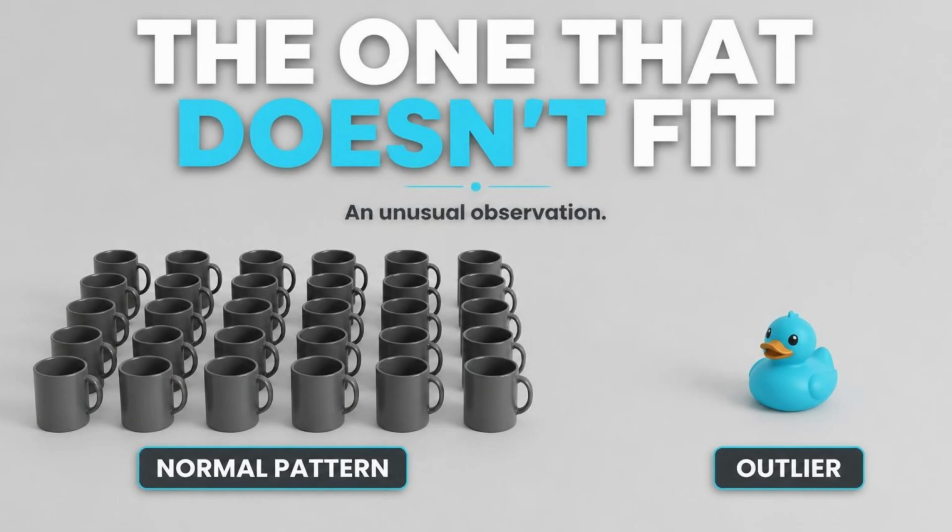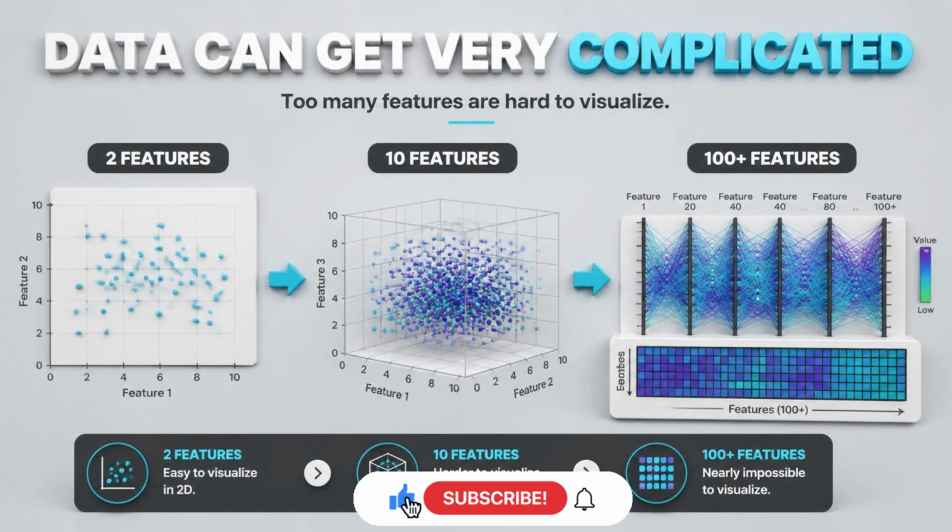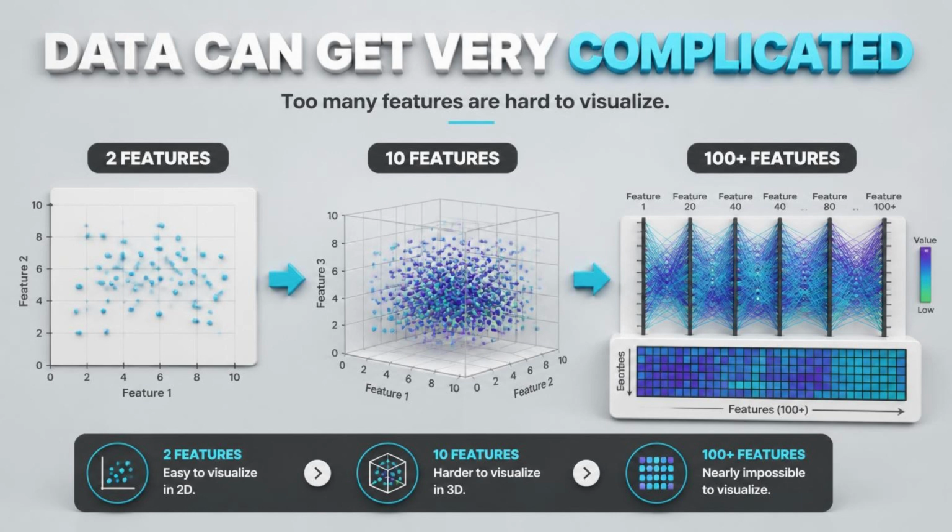Let's investigate. And that's why outlier detection can be so useful. Now let's make things a little more complicated. Real-world data doesn't usually have just 2 or 3 features. A dataset might contain dozens, hundreds, or even thousands of features. And when there are that many dimensions, it becomes really difficult for us to visualize what's happening. Imagine trying to understand a map with hundreds of different directions at the same time. It becomes overwhelming. So how can we simplify that complexity?